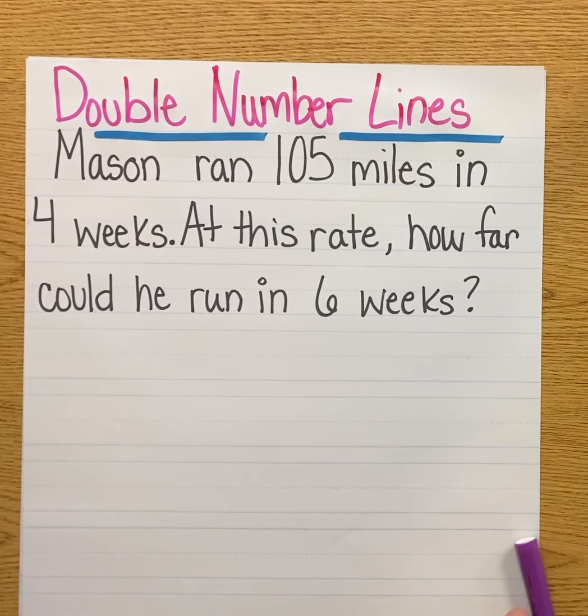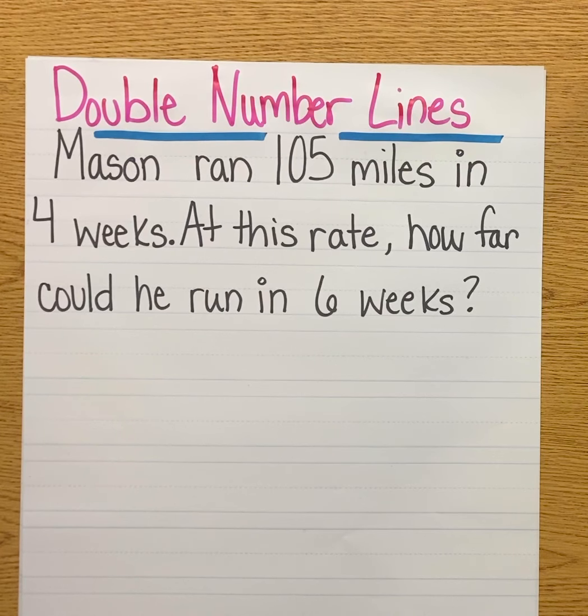All right, guys, today we are working with modeling ratios, and our strategy for today is working with double number lines. At this time, go ahead and pause the video, and I want you to write down this math problem. All right, welcome back. So Mason ran 105 miles in 4 weeks. At this rate, how far could he run in 6 weeks?